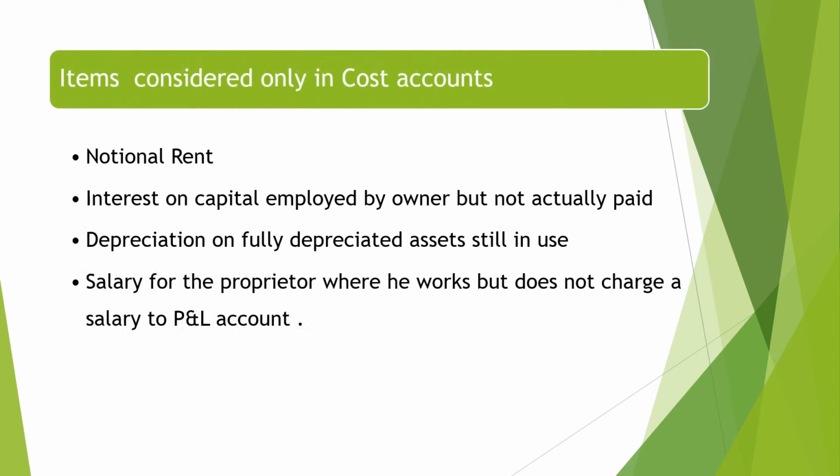Friends, there are certain items which are considered only in cost accounts. Let us understand each one of them. The first is notional rent of the premises which is owned by the company. When a company is carrying out its business in its own premises, it does not pay rent to itself. However, if the same thing was done in rented premises, it would have to pay rent. Considering this possibility, a notional rent or an imaginary rent is included in the cost sheet to arrive at the correct or accurate cost of production. This is known as notional rent.